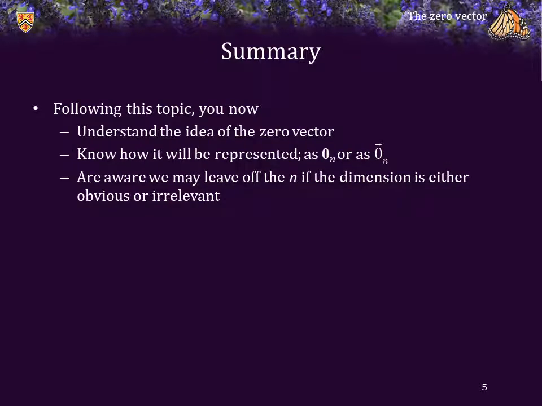Following this topic, you now understand the idea of the zero vector. You also know that it will be represented either as a boldface 0 with a subscript n, or on the blackboard as a 0 with an arrow above it, also subscripted n. You're also aware that we may leave off the n if the dimension is either obvious or irrelevant to the question at hand.